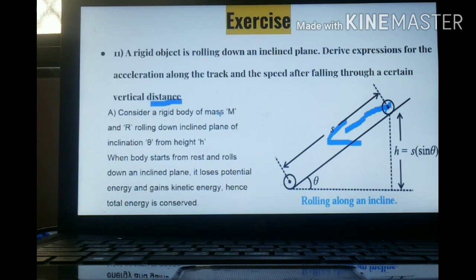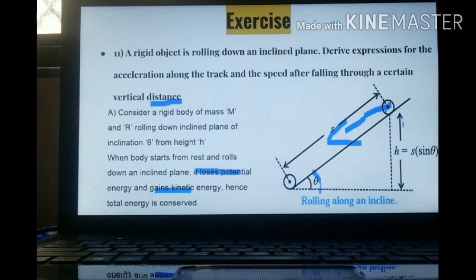Consider a rigid body of mass m and radius r rolling down the inclined plane. The plane is inclined at an angle theta, from the height h. The body starts from rest and rolls down the inclined plane; it loses its potential energy and gains kinetic energy. Anyways, total energy is always conserved.